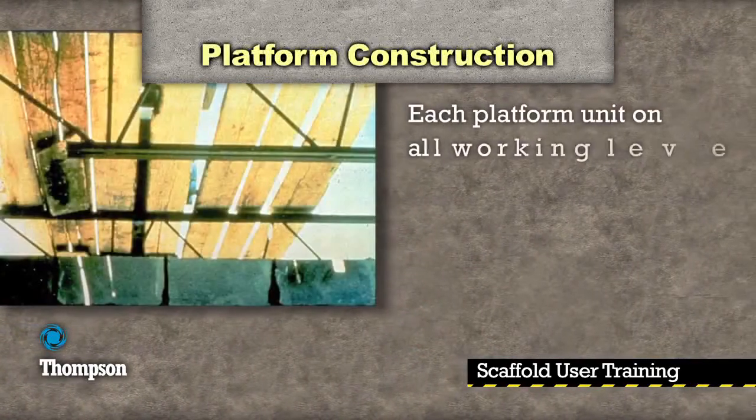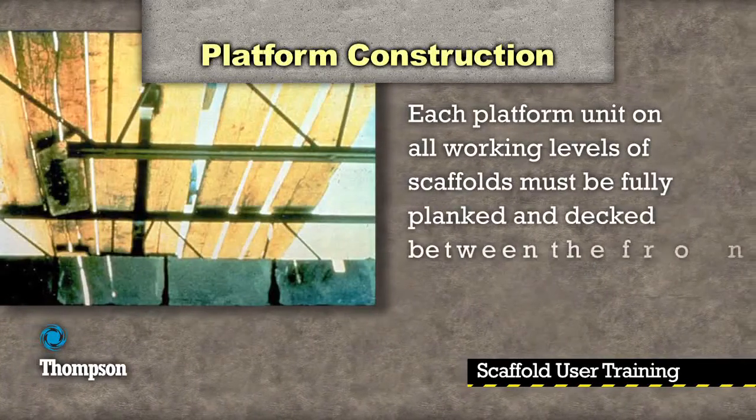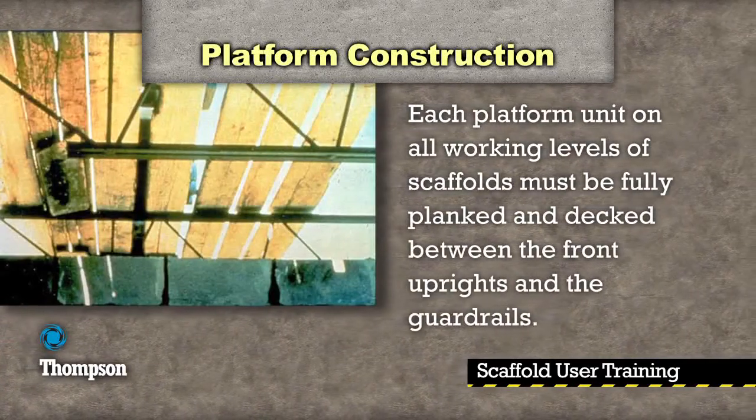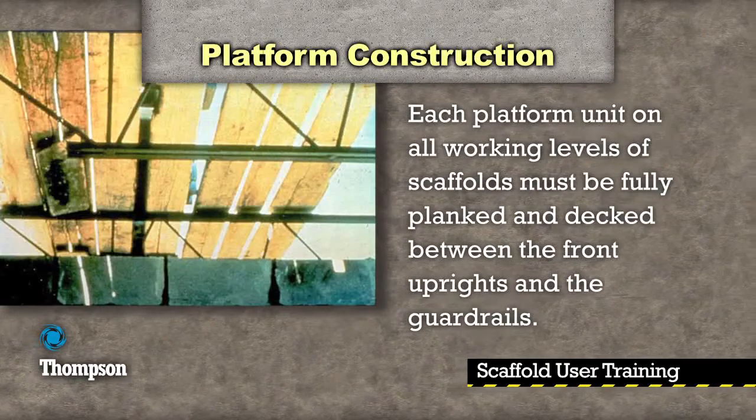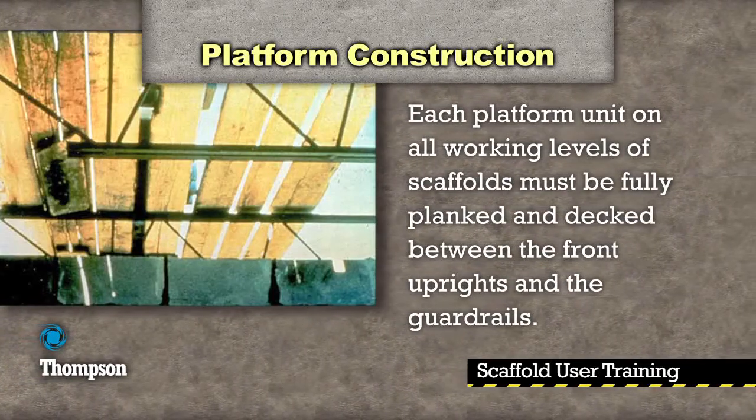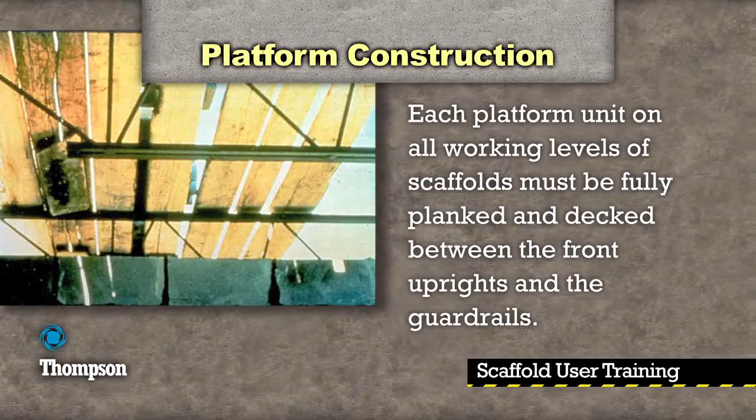Each platform unit on all working levels of scaffolds must be fully planked and decked between the front uprights and the guardrails. The scaffold in this image was not properly planked, and the contractor was cited as a result.